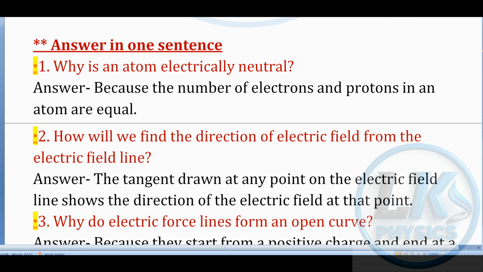Now the questions are in one sentence. Why is an atom electrically neutral? Because the number of electrons and protons in an atom are equal.